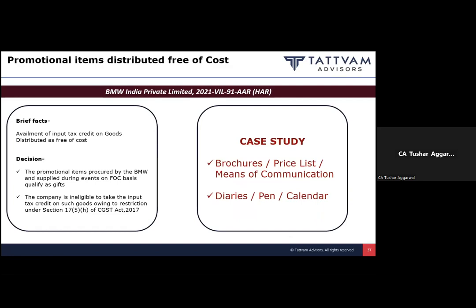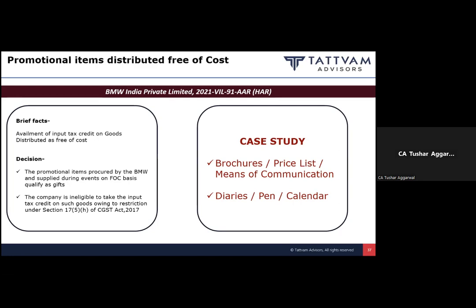Now let's come to the next point. ITC on diaries, pens and calendars distributed to the distributor, or brochures, price lists, etc. Is credit available? I'm distributing brochures, price lists, diaries, pens, calendars. Is credit available on all items, on certain items, or not on any item? See, it's a very general point. We are practicing in GST or working in a company, and it's a very common point being faced. What is the treatment which we have been giving for the last 5 years?